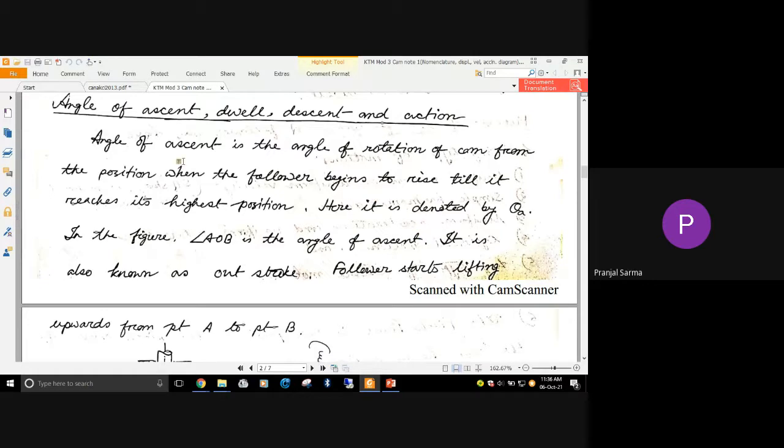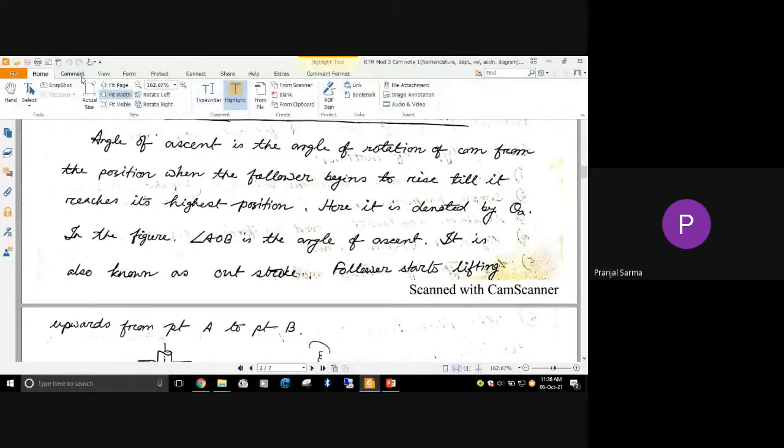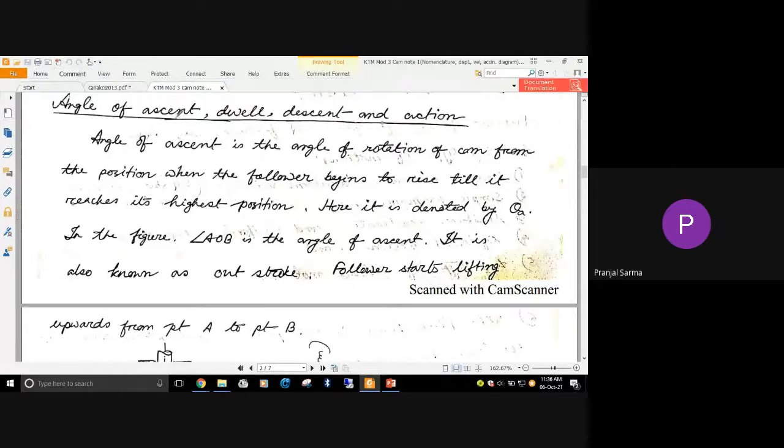Yes, now there are some other words also, like the angle of ascent, which is the angle during the ascent stroke. Ascent stroke means going up. Ascent means going up, descent means going down.